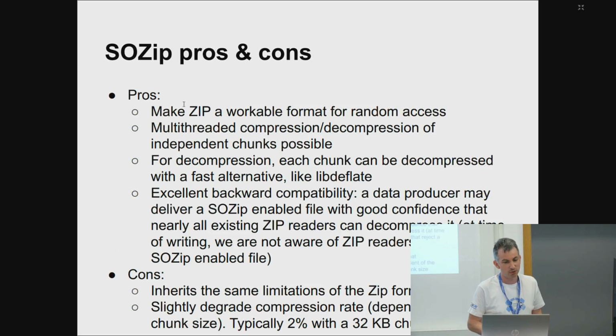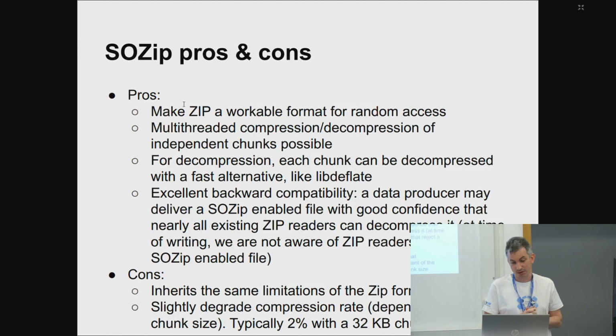So what are the pros and cons of SOZip? On the pro side, well, its really main point is to make zip a workable format to allow random access to really large files from the zip file directory. It allows multi-threaded compression and decompression because each chunk is independent from the previous ones.